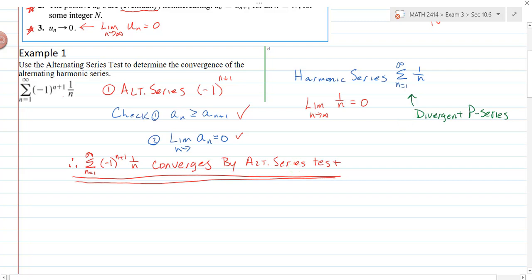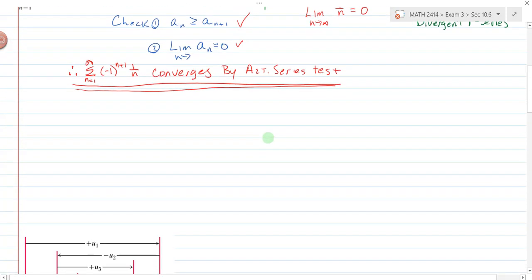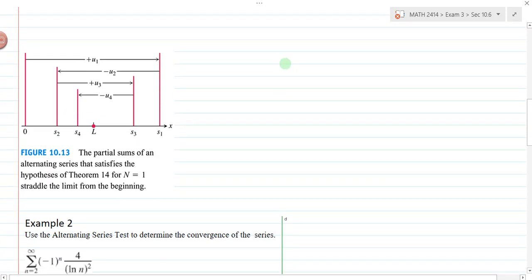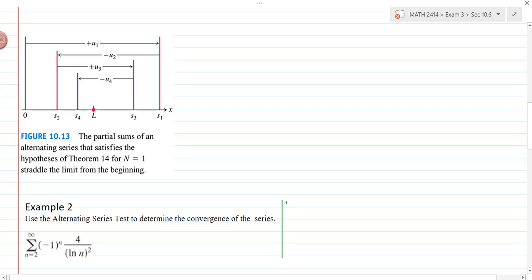What causes something to diverge? The terms don't get small enough fast enough. The sequence doesn't go to 0 fast enough. So what is it that makes the alternating series converge, whenever it doesn't alternate, it doesn't converge? Well, let's look at a graph of what the terms of the alternating series would look like.